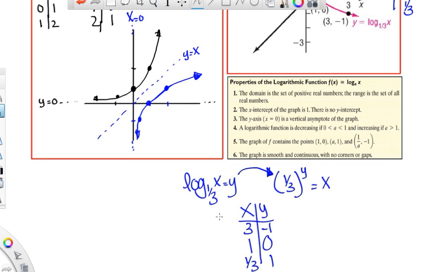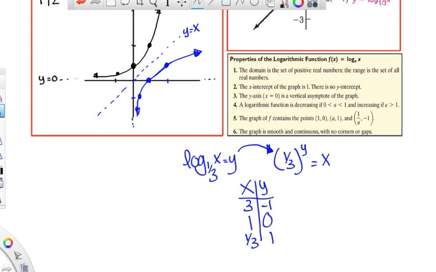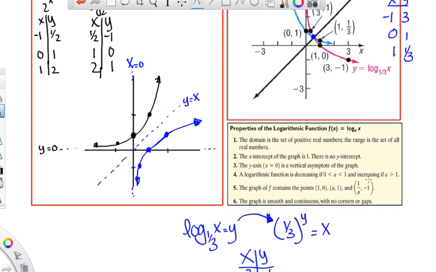Okay? Properties of logarithmic functions. So the domain is the set of all positive real numbers. The range is the set of all real numbers. So that's tied to that whole inverse thing with the exponential. The x-intercept is 1. Okay, so it goes through 1, 0, because anything to the power of 0 is 1. So the log of 1 is always 0.